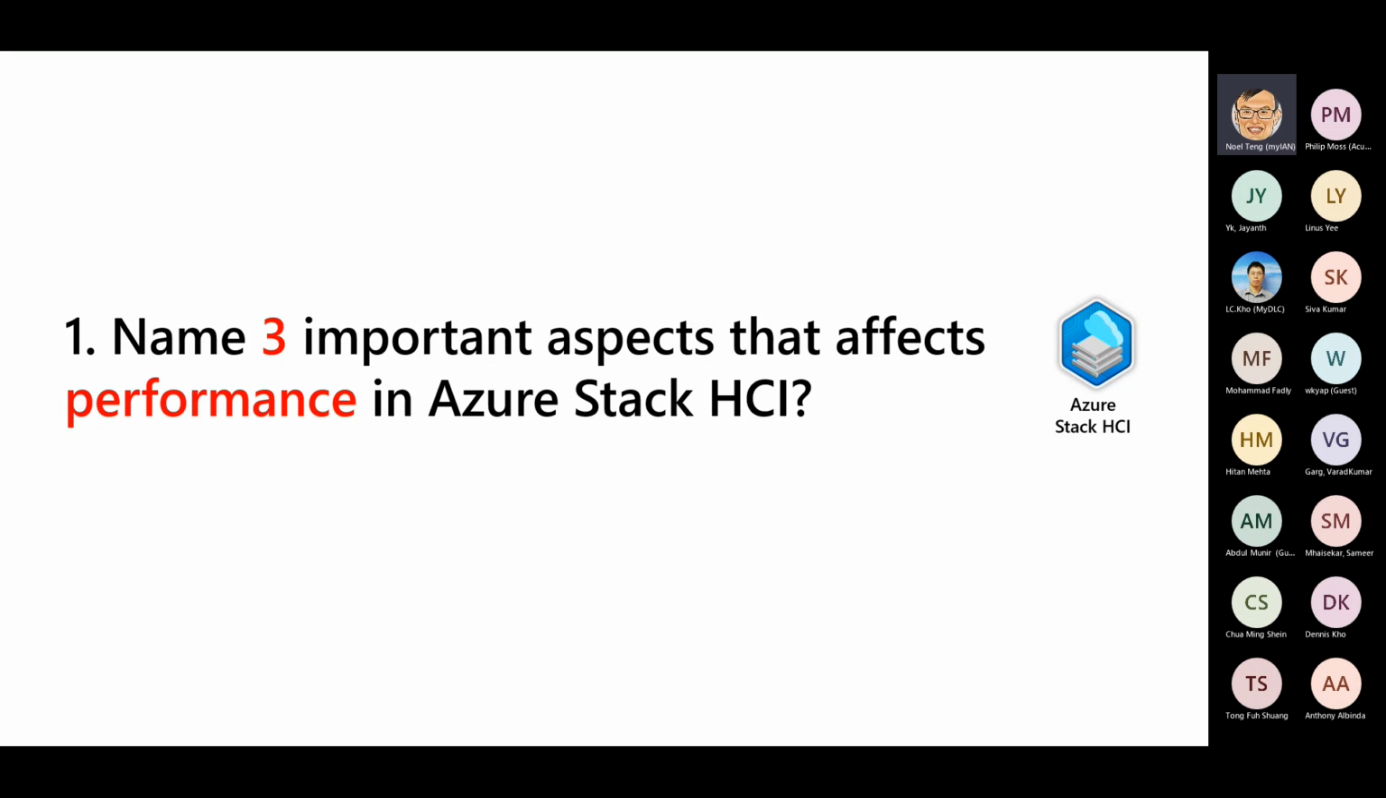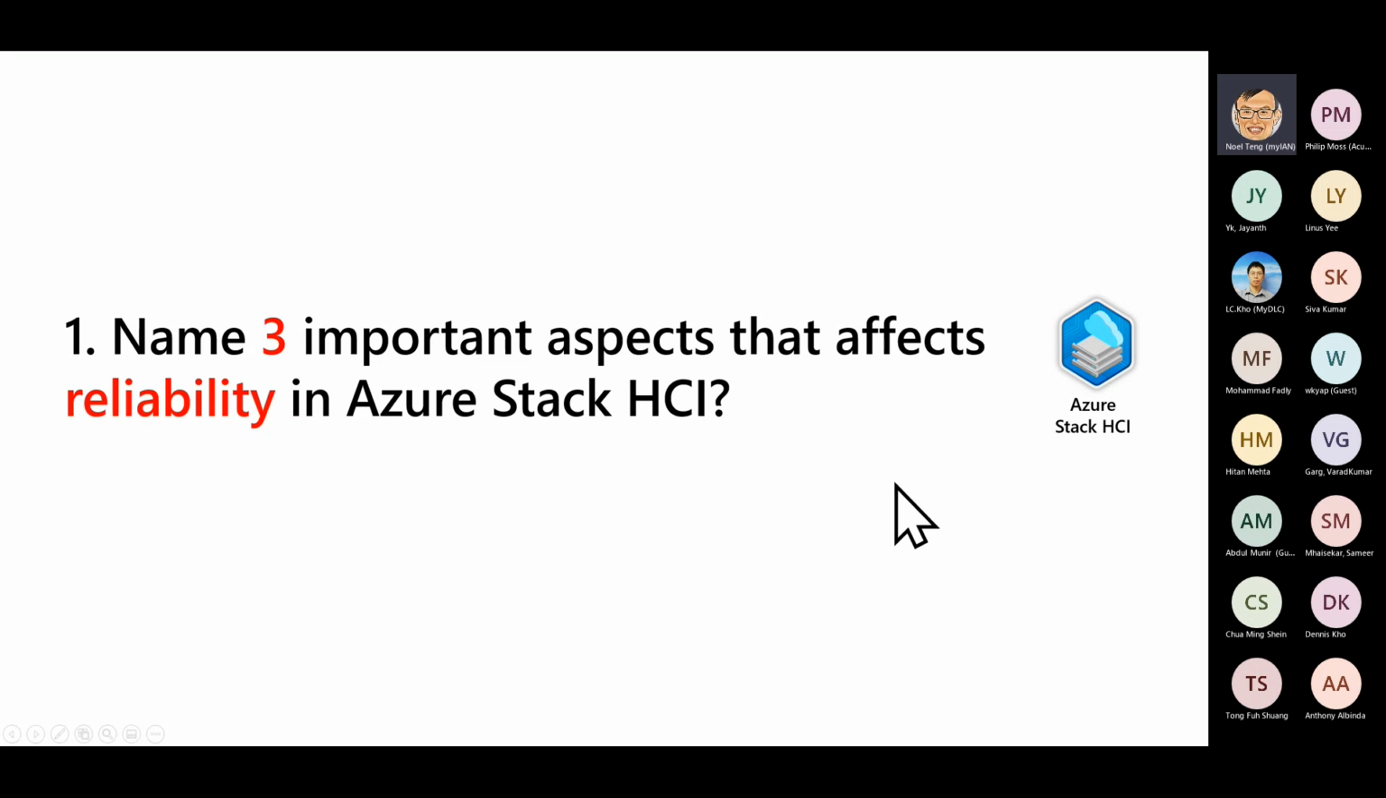But the next bit is equally important. I'm sure many customers don't buy something that's just super duper fast that breaks down every other day. So obviously reliability is very important for many customers, right? So the next bit that I wanted Phil's help to, if you want, expound on is actually what are the important aspects that affect reliability, all right, in Azure HCI.